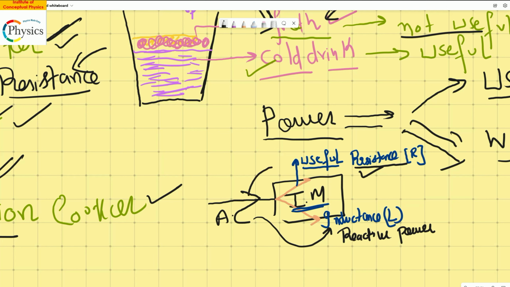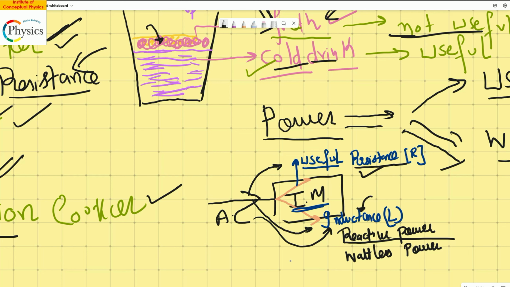First part of the power is a useful power. The second part of the power is useless power. It is called reactive power. It is called wattless power. These are the different names you give to it. Don't call it useless power, that's not the correct way. That was in the context of a cold drink, that the froth is useless, right? So this froth is useless. Similarly, this particular power which is consumed by the inductor is also useless.